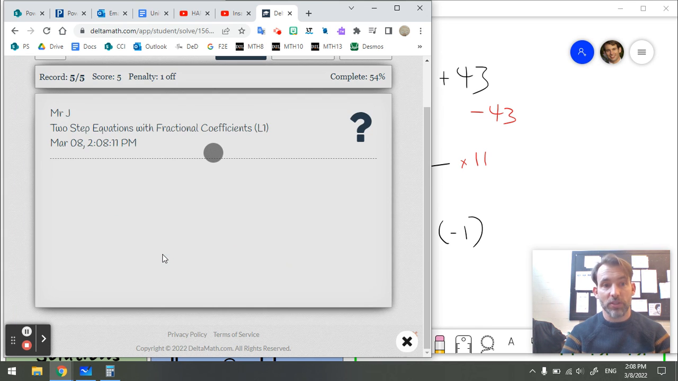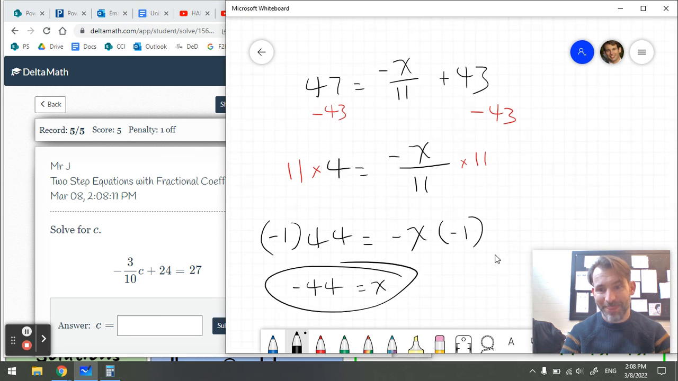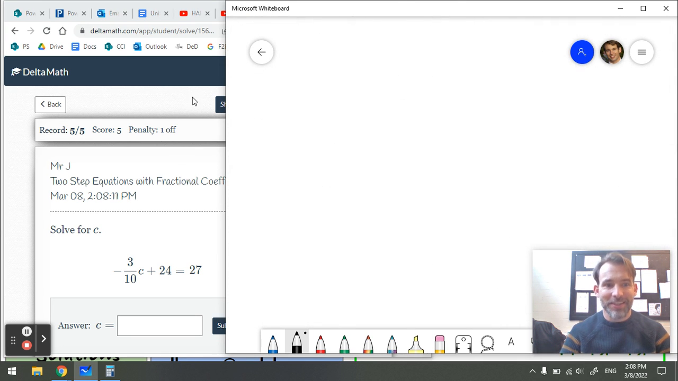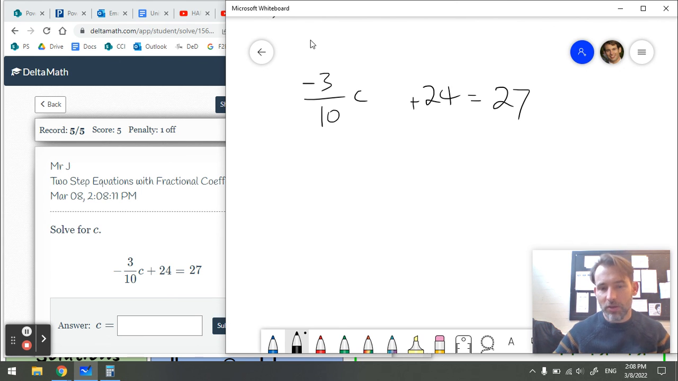Let's do fractional coefficients. These are more fun. Harder, more fun. So here, negative 3 over 10, C, plus 24 equals 27. Okay, same thing. I don't like this adding 24 business. I'm going to subtract it from both sides. And what that gives me is that negative 3 times some number divided by 10 is equal to 3. Okay, so this number here must be negative 10.